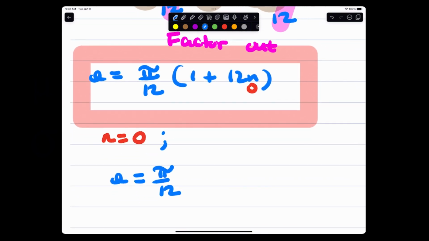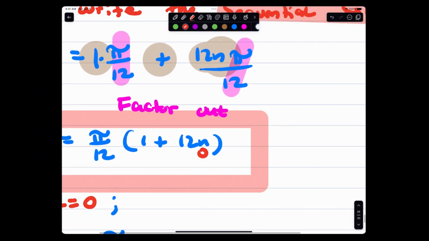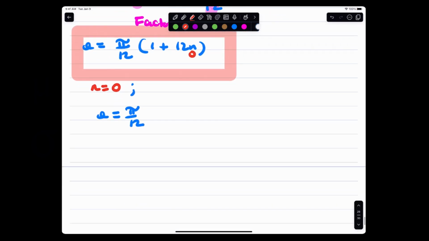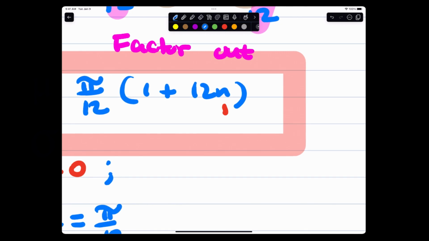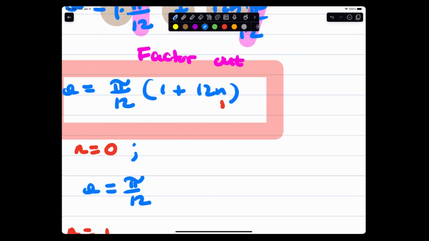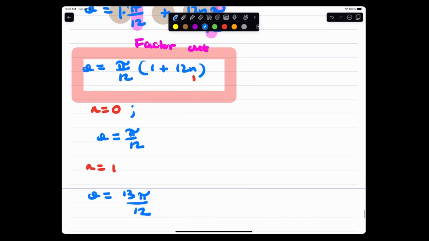Now that is in the interval from 0 to what? 2 pi. Okay? That's just one solution. What do I do for another? Now use n as 1. This is why you have the sequential form. Replace n now with 1. What do you guys get for theta? Theta is now going to be what? 12 times 1 is 12, plus 1 gives you what? 13. Is that true? So that means I get 13 pi over 12 as a solution. Here's another solution.